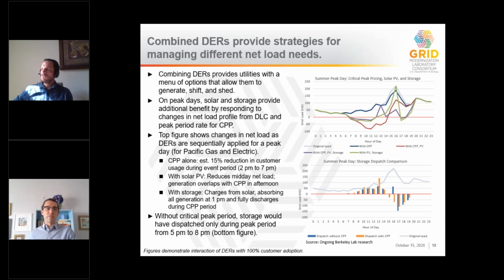And while this figure is only one illustrative case, it demonstrates how DERs can impact net load simultaneously in different ways that can, in some cases, enable each other. So let's go to the next slide.